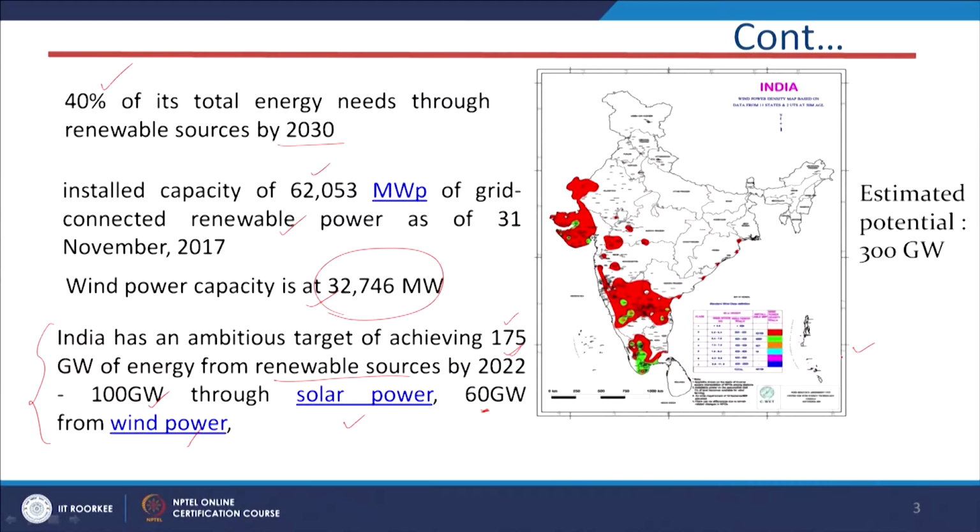If you see this energy map of India, the wind map, these red colors show the sites where wind potential is present. If we try to harness the wind energy at these particular sites, it is possible to have 300 gigawatt. So, it is quite possible to meet the 60 gigawatt by 2022.